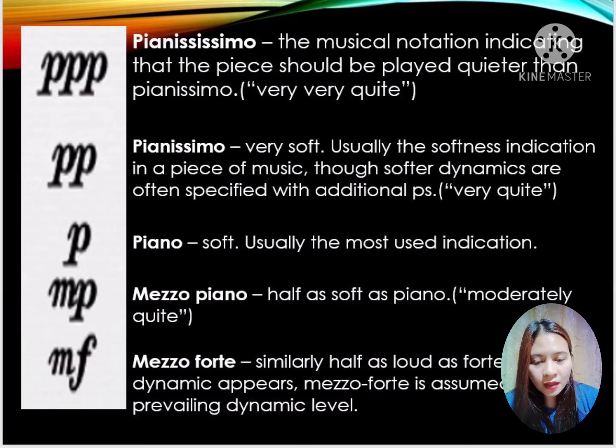Next is pianississimo. It is a musical notation indicating that the piece should be played quieter than pianissimo. So it is played very, very quiet. Next is pianissimo, very soft. Usually, the softness indication in a piece of music, those softer dynamics are often specified with additional P's. So pianissimo is very quiet.